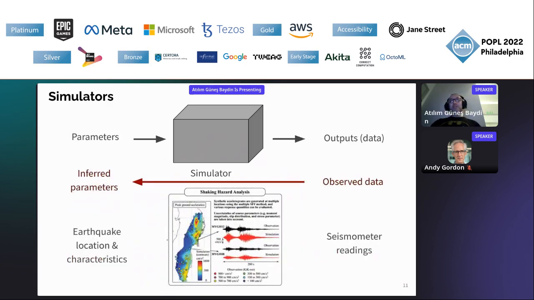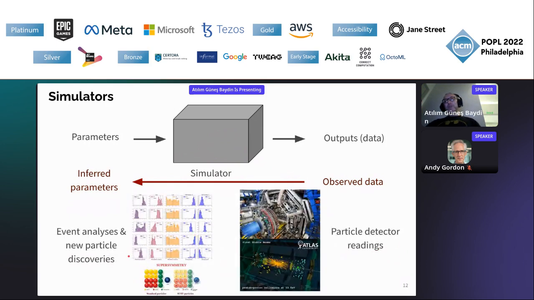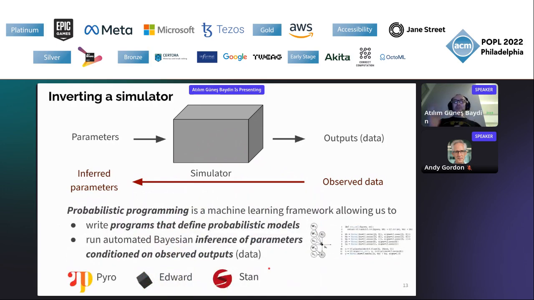So some examples of these are maybe in seismology, where you have forward models of how waves propagate forward in the crust. You are given some seismometer readings and you are supposed to infer earthquake locations and characteristics. Or in particle physics, which is a field I've been working in, you have some particle detector readings and you want to infer what's going on inside the detector. So I think many of you start to see the connection. Probabilistic programming is a perfect tool for this type of question because in probabilistic programming, we write programs that define probabilistic models, and we have a capability of doing automated Bayesian inference conditioned on data.